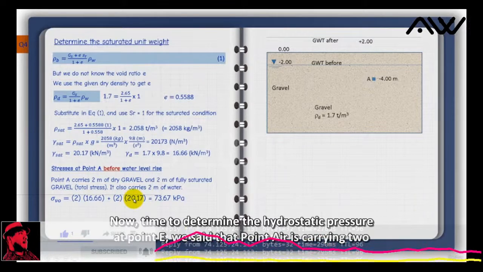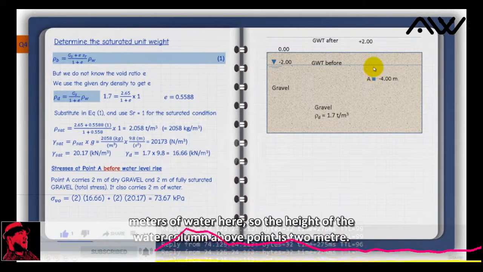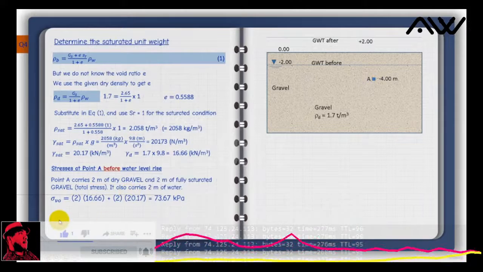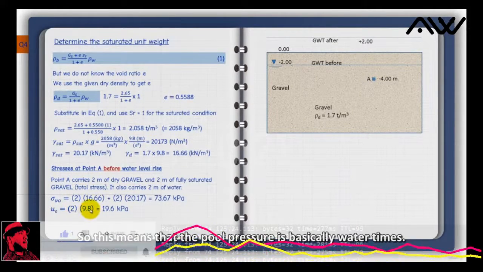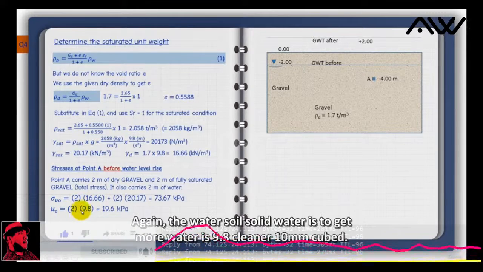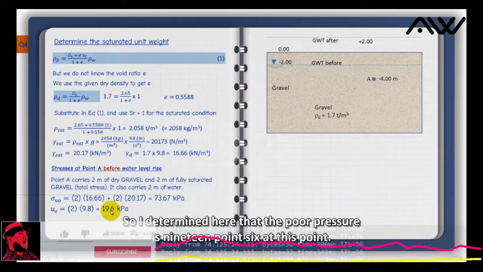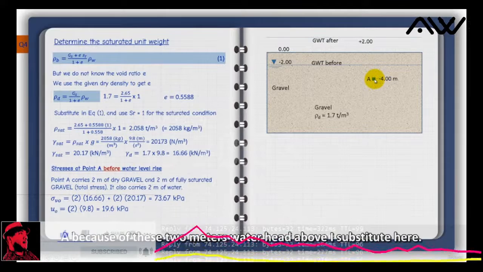Now time to determine the hydrostatic pressure at point A. We said that point A is carrying 2 meters of water here. So the height of the water column above point A is 2 meters. So this means that the pore pressure is basically H water times gamma water. So H water is 2, gamma water is 9.8 kilonewton per meter cubed. So I determined here that the pore pressure is 19.6 kPa at this point A because of these 2 meters of water head above.